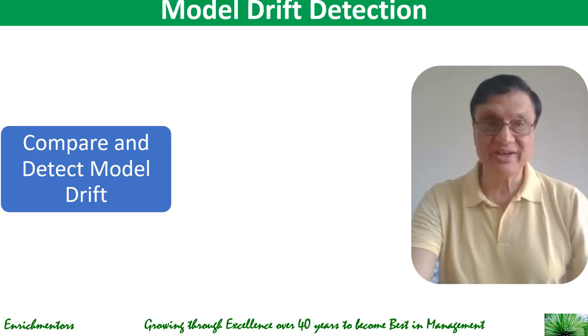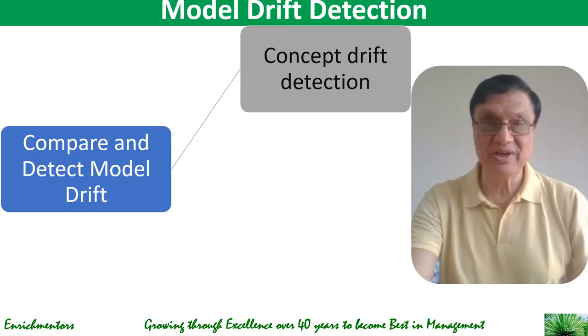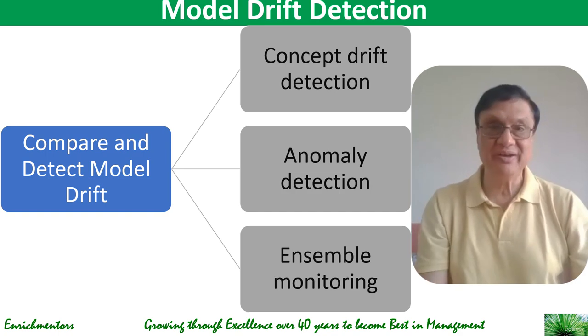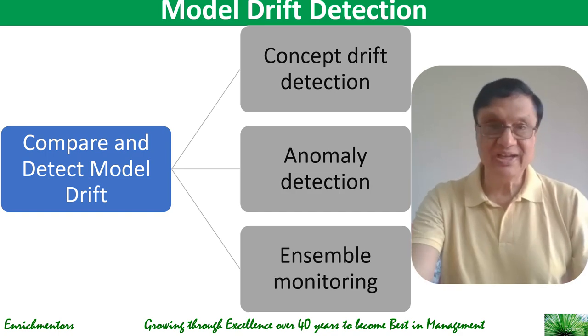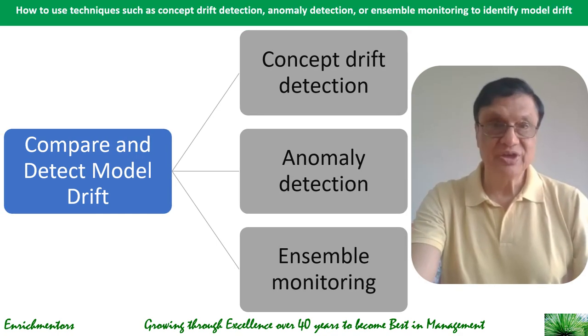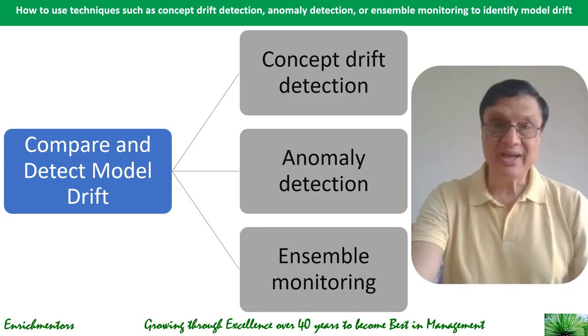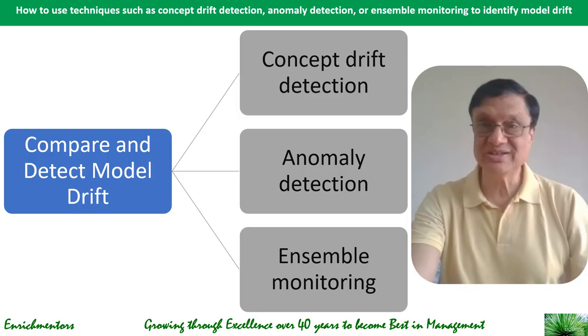There are a few techniques that you can use, like concept drift detection, anomaly detection, and ensemble monitoring to identify the drift. Let's take a look at each of these. The question is how to use these techniques. They can help identify model drift by monitoring changes in model behavior and performance over a period of time. And how can you use each of these techniques? Let's take a look at that in a little more detail.